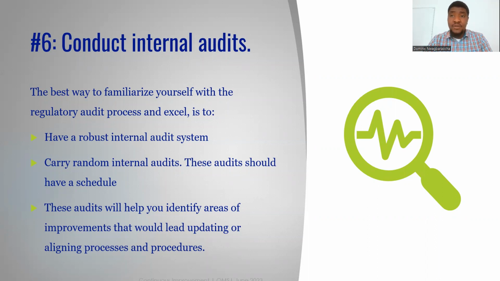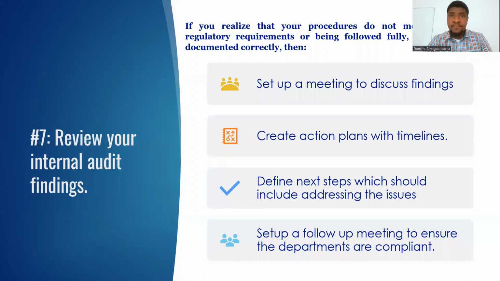It's very important that you do this and don't just stop at conducting an internal audit. You should review the internal audit findings, set up a meeting to discuss these findings with various stakeholders and SMEs, and create an action plan with timelines. That should be at least 1 month before you have the inspection. Define the next steps, include addressing these issues, and set up a follow-up meeting to ensure that departments are compliant.